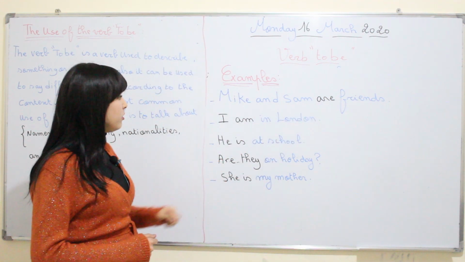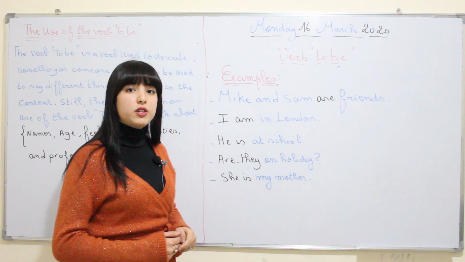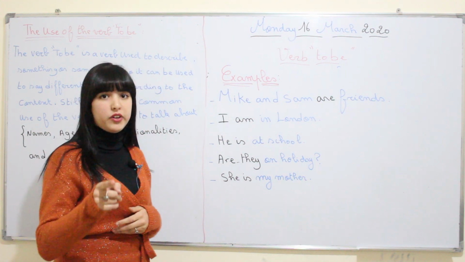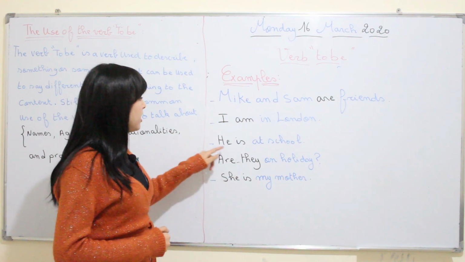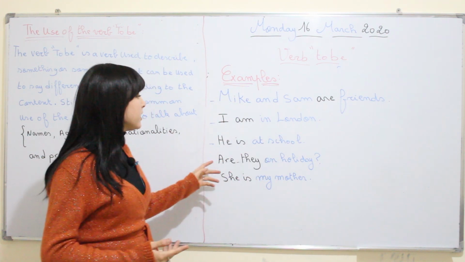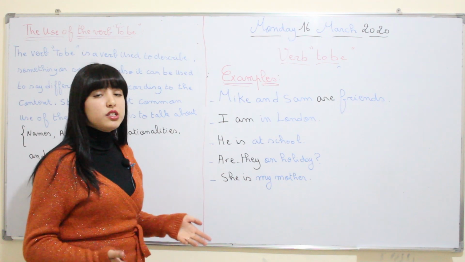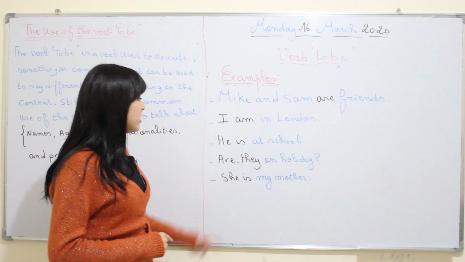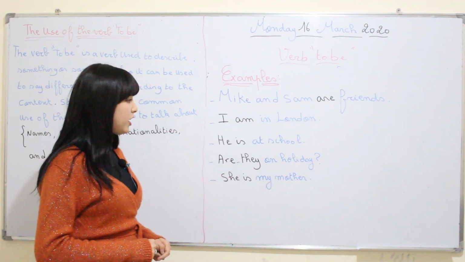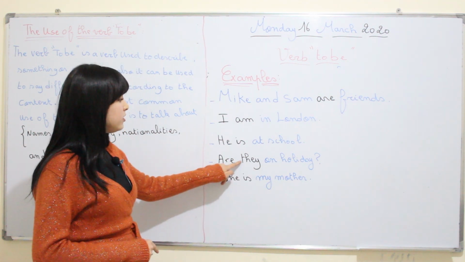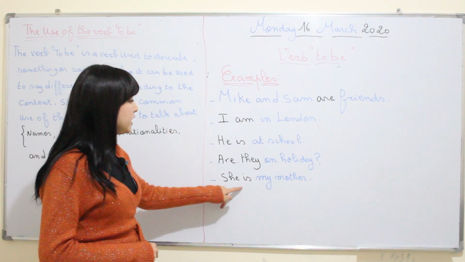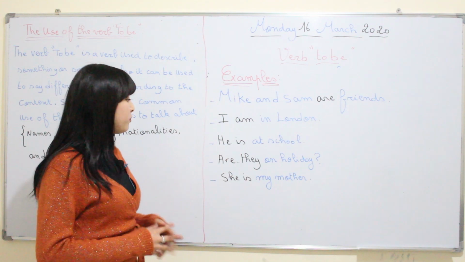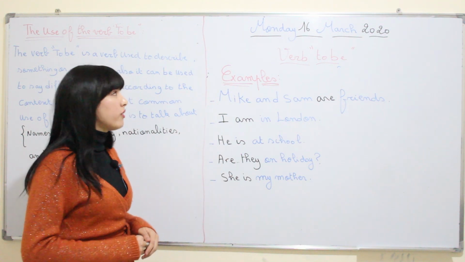The second example: I am in London. Here I am talking about myself. I am in London, not you are in London. He is at school. Basically, when we see he is, it is for guys. So someone, he, is at school. Are they on holiday? Here it is the interrogative form. She is my mother. As we have seen before, she is for the girls.